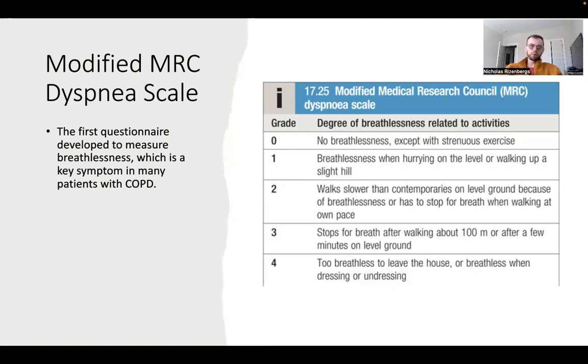Grade 0 is no breathlessness except with strenuous exercise. So that's where we want to be. That's normal. I'm never out of breath unless I'm running from a bear, running on the treadmill, doing something strenuous. That's when I start to have out-of-breath symptoms.